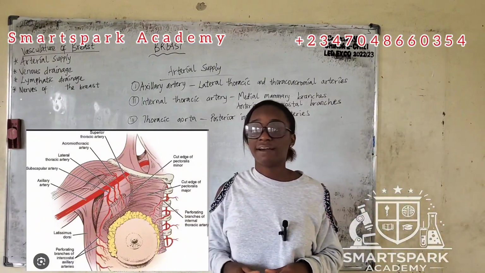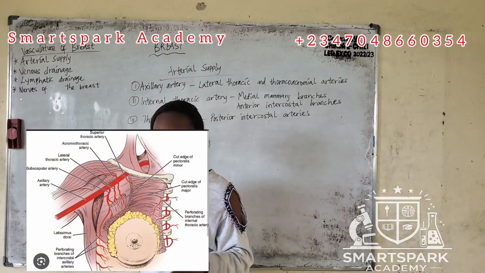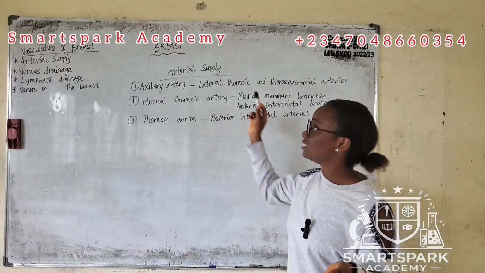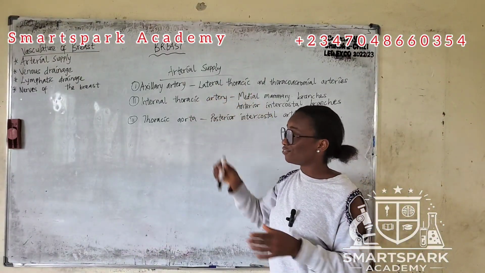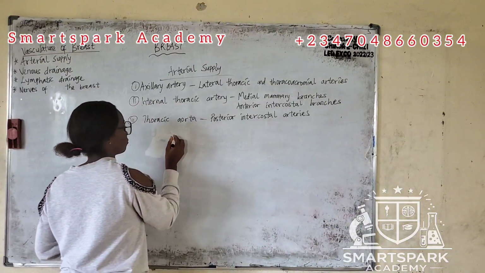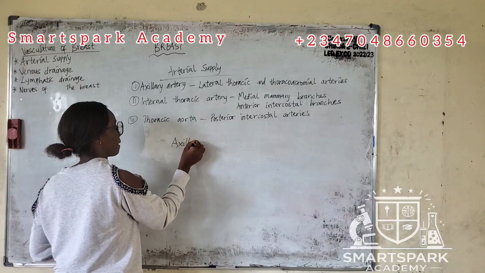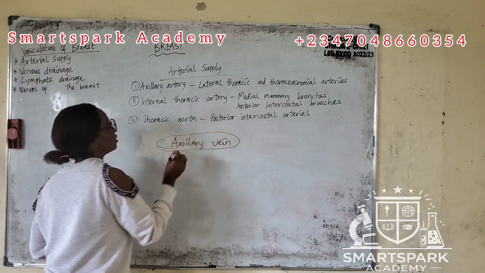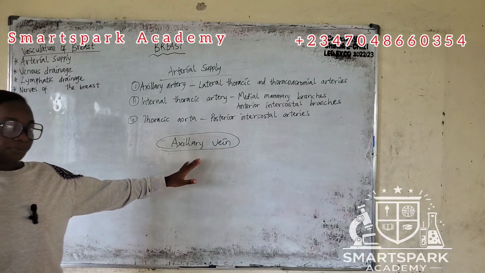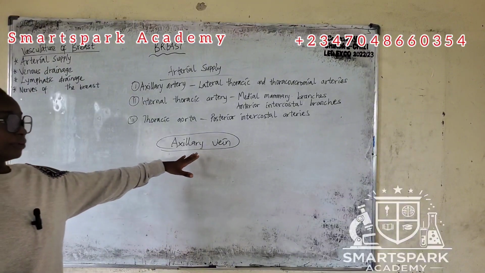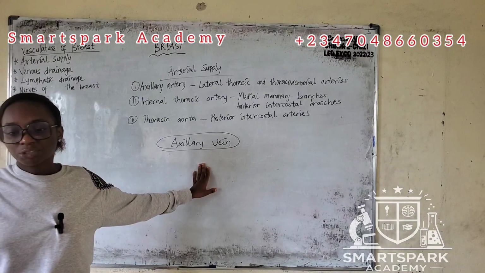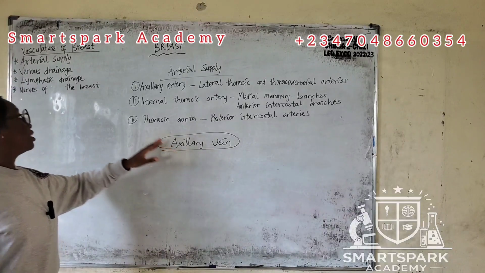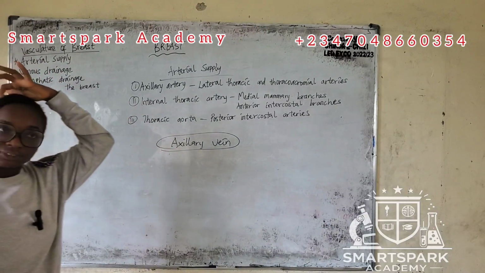Now, the second thing we have on our vasculature is the venous drainage. The main vein in the breast is the axillary vein. This is the main vein that drains the breast. Sometimes the internal thoracic vein can still drain the breast, but the axillary vein is the main vein. Now let's look at the lymphatic drainage.